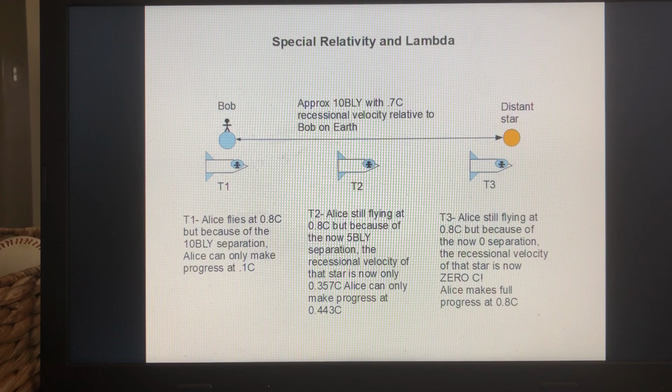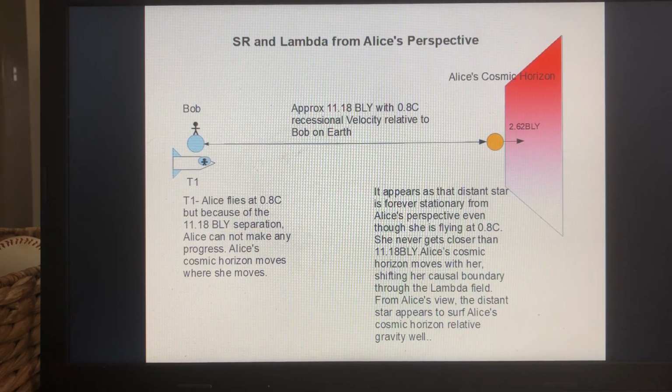And then at time 3, Alice is still flying at 0.8 c, but now there's zero separation. So the recessional velocity of that star is now 0, and Alice makes the full progress at 0.8 c. This is from Alice's perspective. Now remember, in our gravity videos, every particle has its own cosmic horizon that moves with it. So when Alice is flying through the universe, her cosmic horizon is following her.